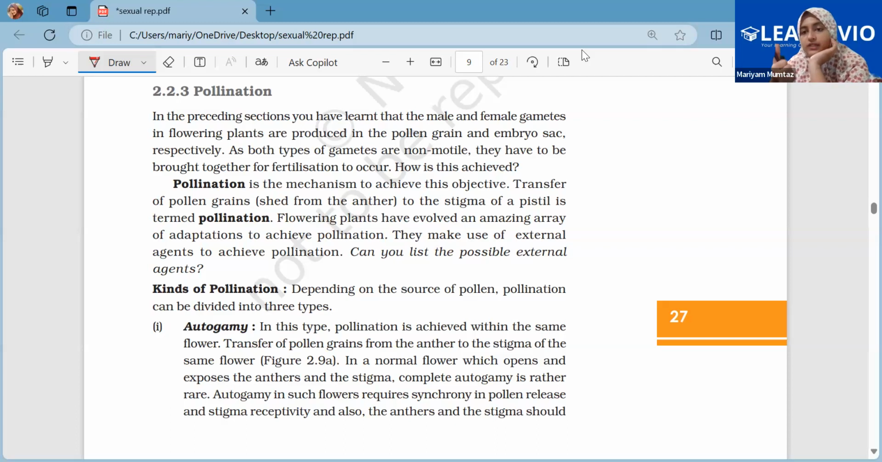Only the members of Rosaceae, Leguminosae, and Solanaceae have their pollen grains viable for several months. The rest, like wheat, have their viability only for 30 minutes, half an hour.